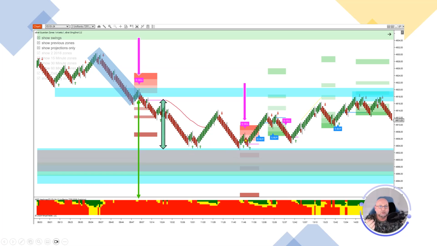It pulls back. We get a pullback zone because it meets the criteria. We get a sell signal there. We've got confirmation, but we've got no fresh air. We don't take the trade. Look what happens. It goes against us.